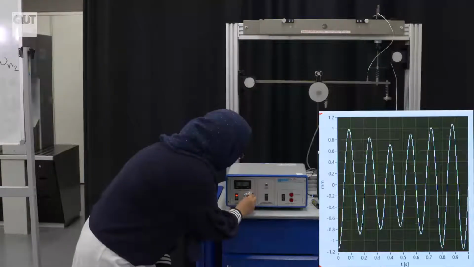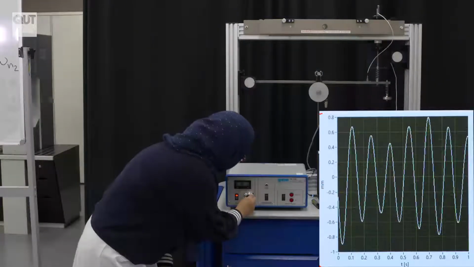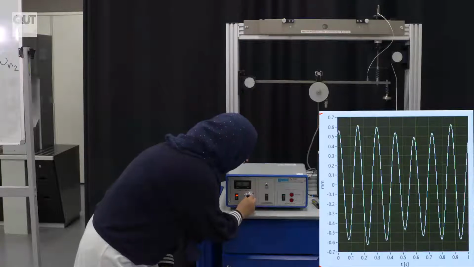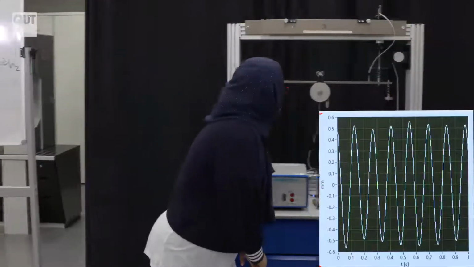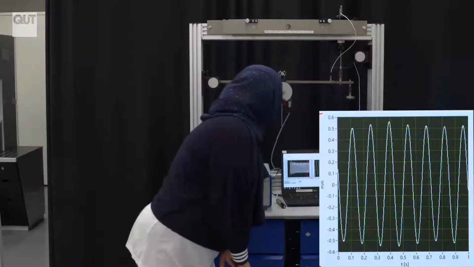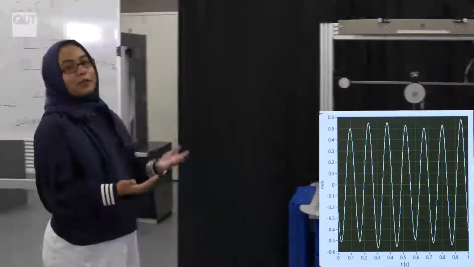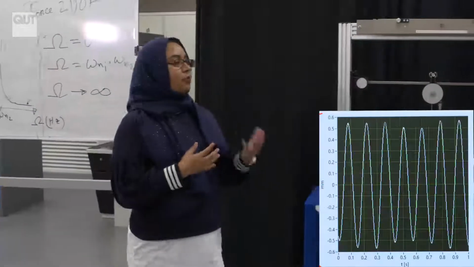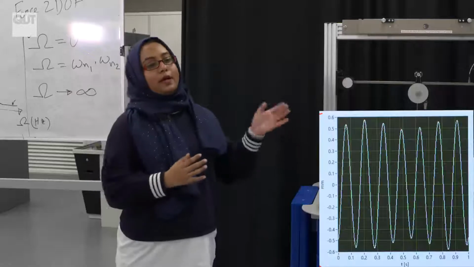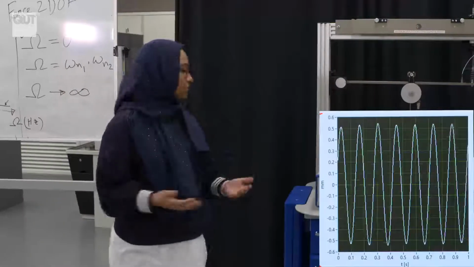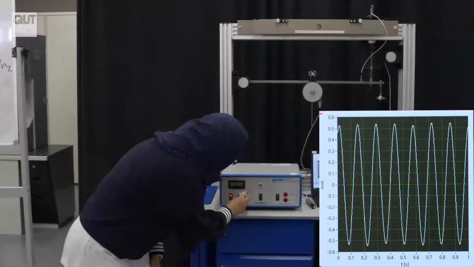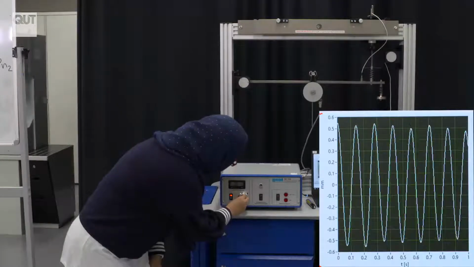Then I will increase to 7 Hz. At 7 Hz the amplitude is 0.6 millimeters, which is expected. Once we pass the resonance frequency, the amplitude again started to reduce, and that's what we see here. Then increasing to 8 Hz.